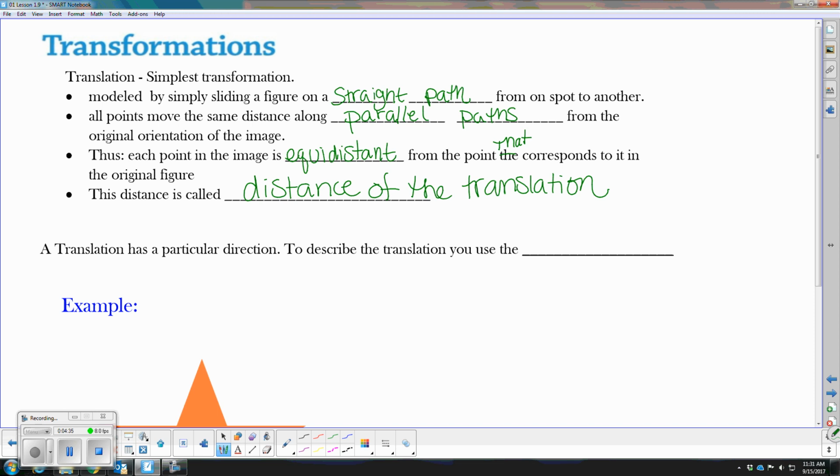Each translation will be given a particular direction to describe how you should translate your image, and this is called the translation vector.